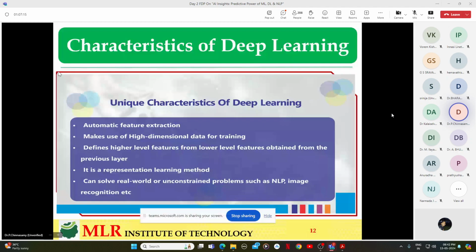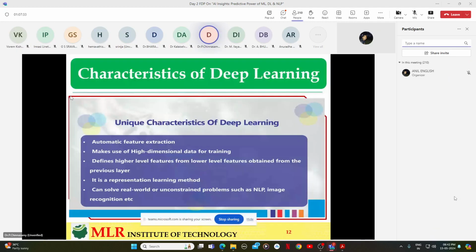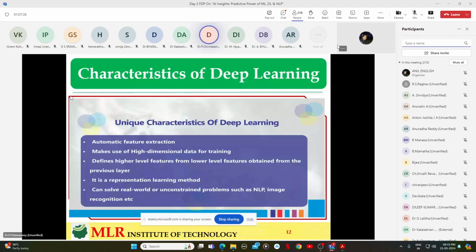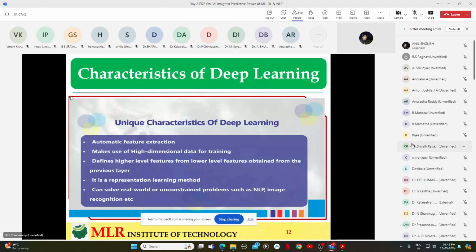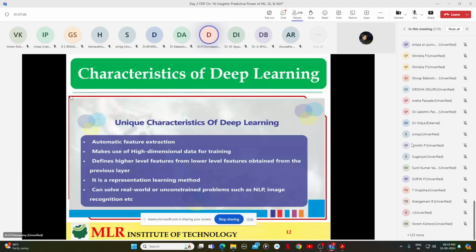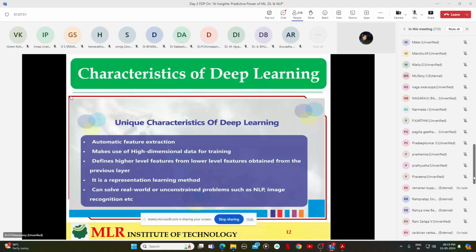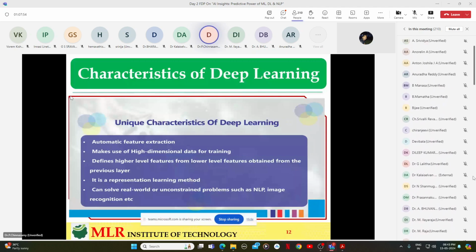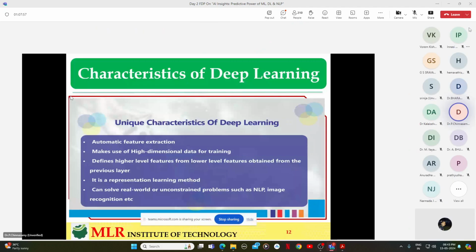And then comes the fifth point. The deep learning model is used to solve real world problems by applying NLP, image recognition, text recognition, and speech recognition, right? So here, what we are applying is an advanced model of NLP, natural language processing, because only DL has the functionality of combining your NLP, right? So these are the unique features of deep learning, right?